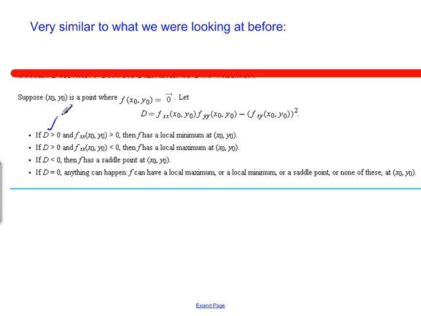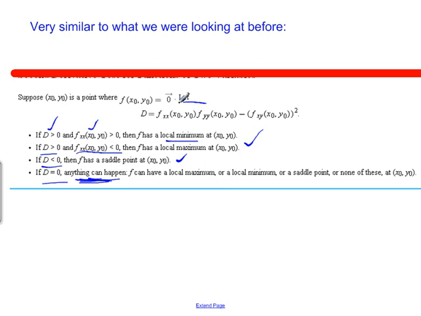So, if d is greater than 0 and my a term, which is f partial xx, is greater than 0, then we have a local min. And if d is greater than 0 and f partial xx is less than 0, local max. If d is less than 0, then it's a saddle point. And if d equals 0, well, the fact is, for this specific case, we're not sure what's going on. Anything can happen. So then we have to do some more tests.